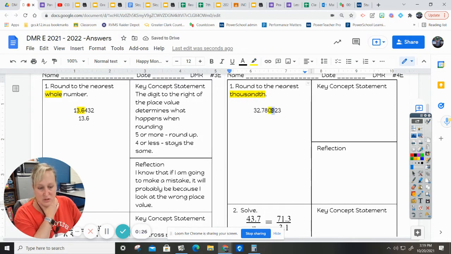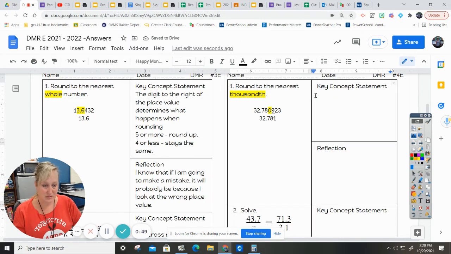That means I need to look next door at the 9 to determine if I change that 0 to a 1 or if it stays the same. Well, according to our rule, 9 is more than 5, so I have to round up. So 32 and 781 thousandths is the answer.